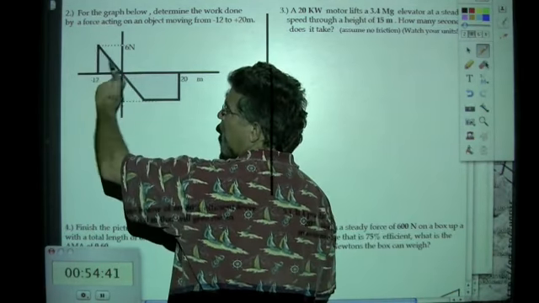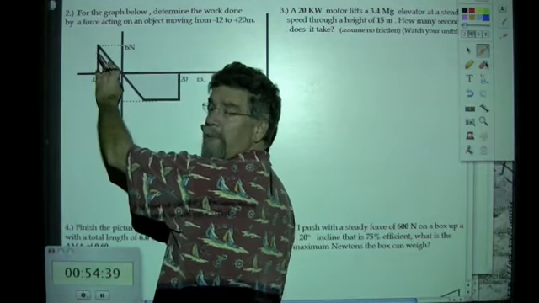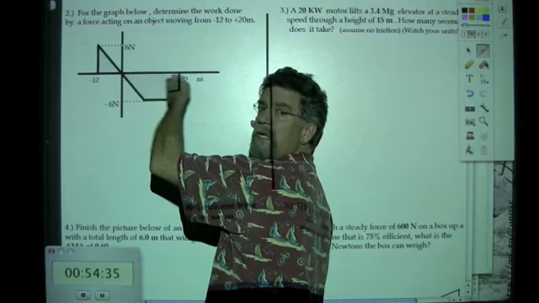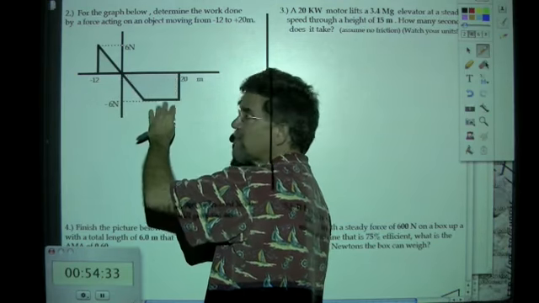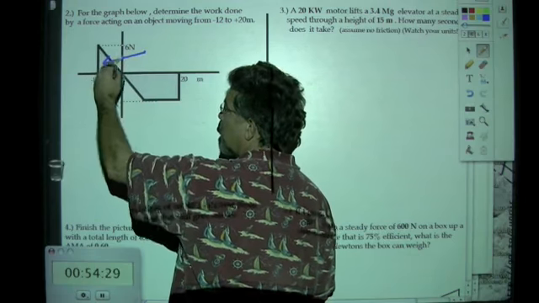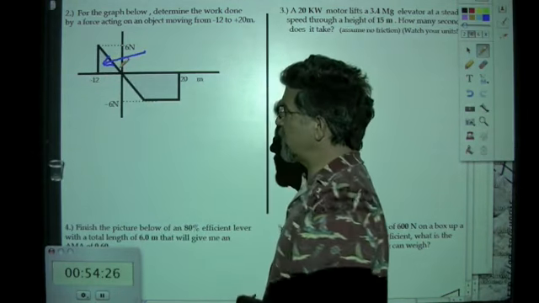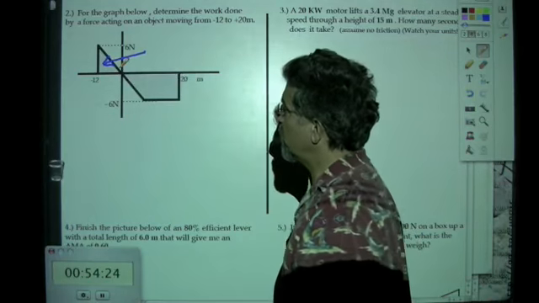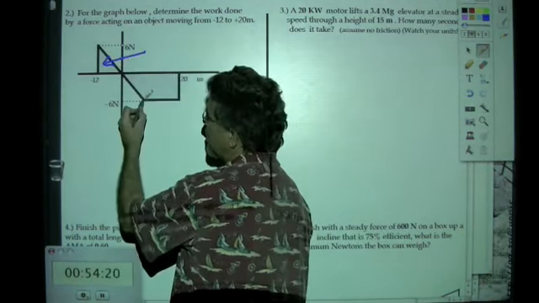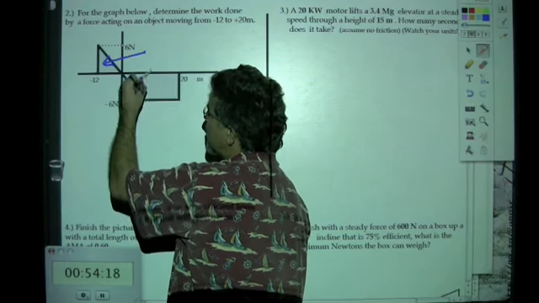So I have this area, and that's going to be positive because my force is positive. And this area, even though my displacement is positive, my force is negative. So that's going to be negative work. So I've got to find the area of this triangle and subtract from that the area of this trapezoid down here. But when I look at it, at first I think Askey ripped me off again because he didn't give me that value.